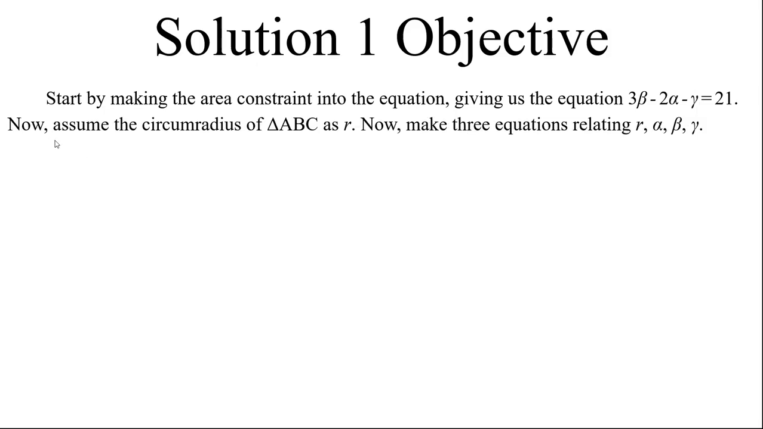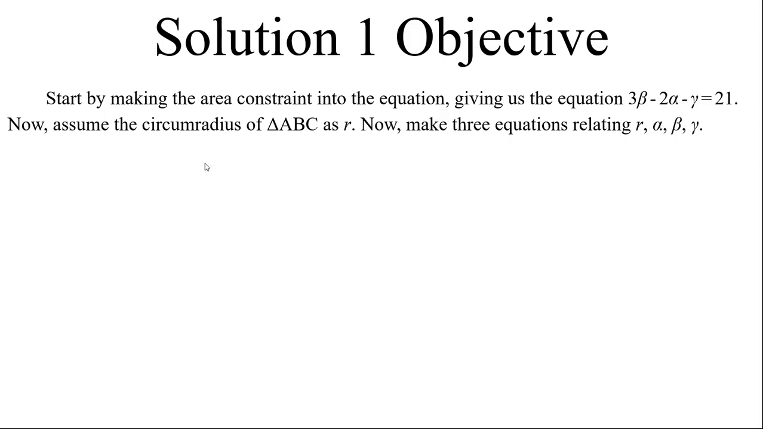Now assume the circumradius of triangle ABC as R. Now make three equations relating R and alpha, beta, gamma. So we're going to be taking the distance between the circumcenter and each vertex. We're going to be squaring it, and we're going to say that is equal to R squared, the square of the circumradius, because the distance between the circumcenter and any vertex is the circumradius. So let's see how that works.